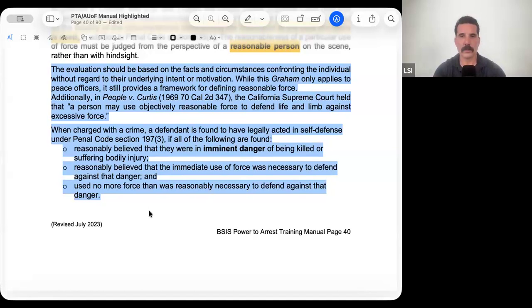When charged with a crime, a defendant is found to have legally acted in self-defense under Penal Code Section 197(3) if all of the following are found. They reasonably believed that they were in imminent danger of being killed or suffering bodily injury. They reasonably believed that the immediate use of force was necessary to defend against that danger, and they used no more force than was reasonably necessary to defend against that danger.